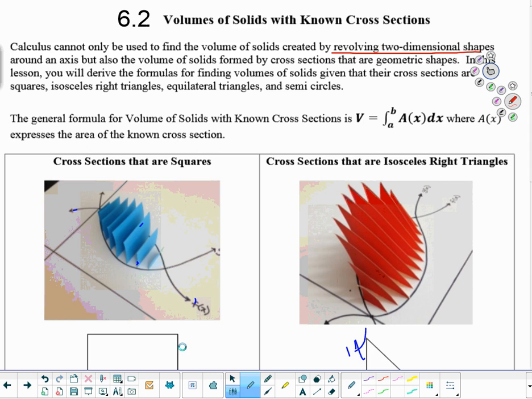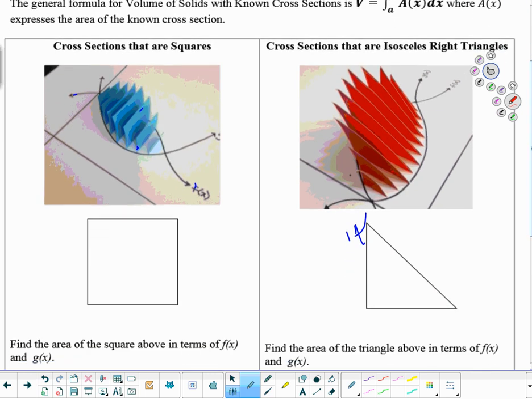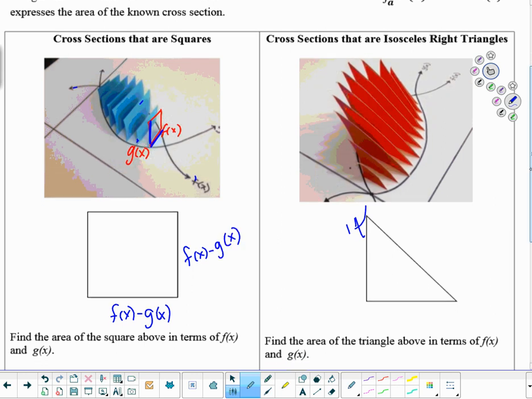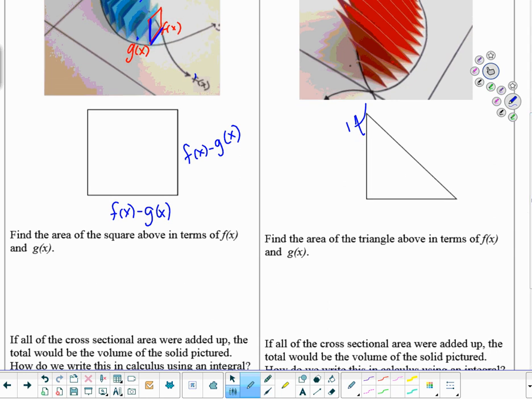So if it's squares, let's investigate squares. I have this square that's going to span my base region. And that distance across my base region, if this is my function g of x, write it on your paper if you cannot see it, and this is f of x, then the base length across there would simply be top function minus bottom function. And since it's a square, the height of my square would be a matching distance as the width across the base figure.